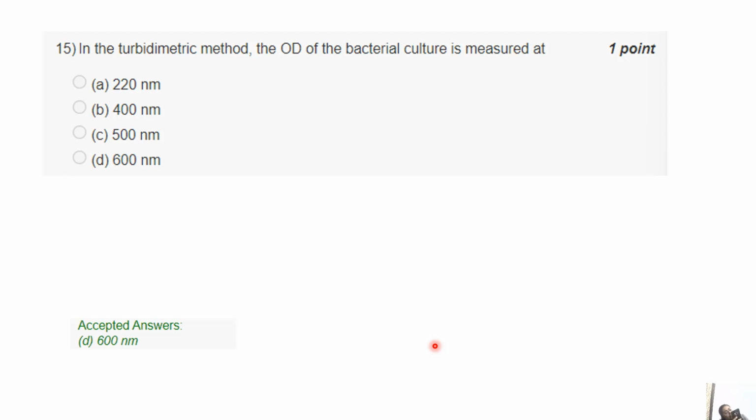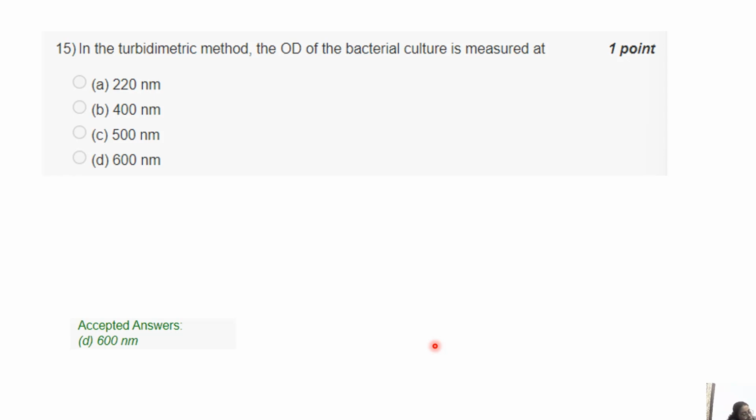Bacterial cells are typically in the micrometer range, right? And light in the visible spectrum around 500 to 600 nanometer scatters well off cells of this size. The amount of scattered light increases with cell concentration. So OD provides an indirect measure of cell density. And the 550 nanometer or 600 nanometer wavelengths avoid absorption from many common media components, proteins or metabolites that might be present in the culture.